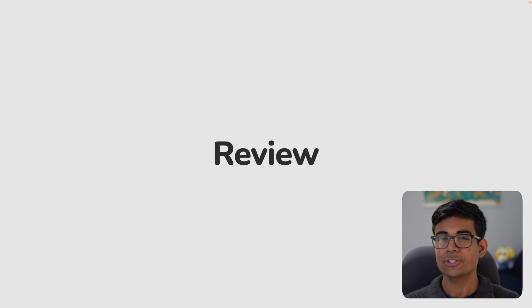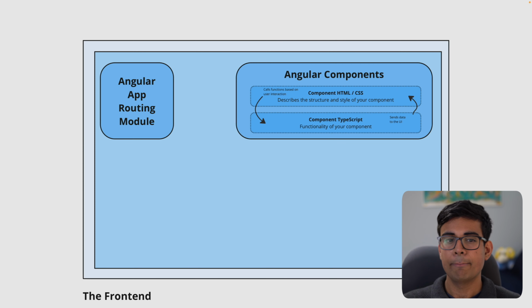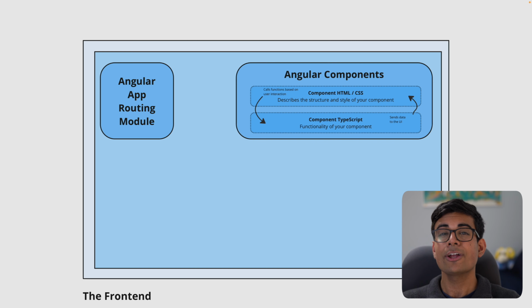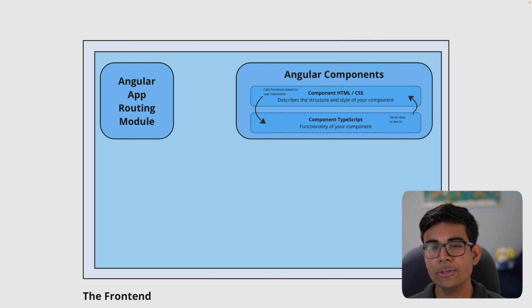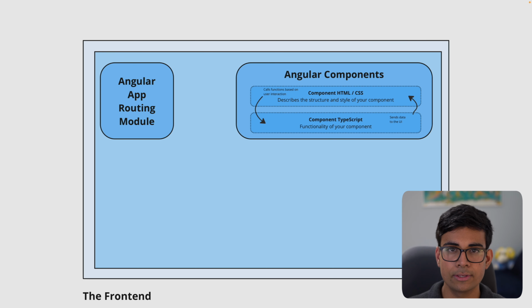But first, we can start with what we learned today, which is the Angular app routing module and Angular components. We're first going to start off with this front-end section. Remember, in the beginning we had front-end and then we had back-end, and we're really focusing on the front-end first. So this is the front-end section of our diagram, and you can see that we have our app routing module and we have our Angular components, right?